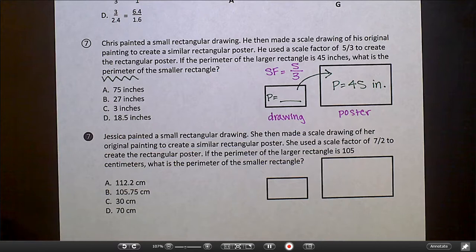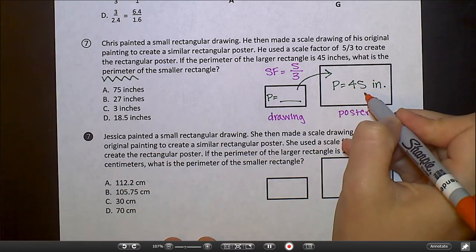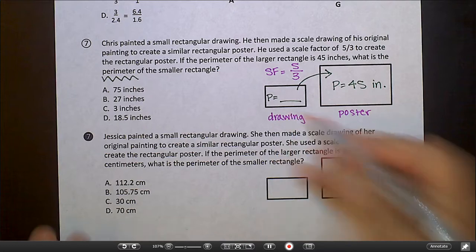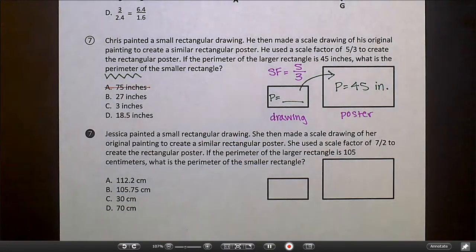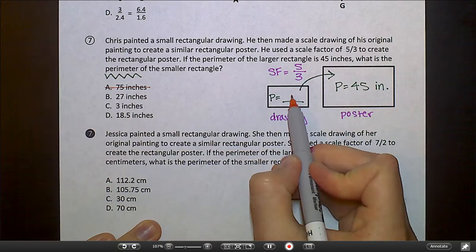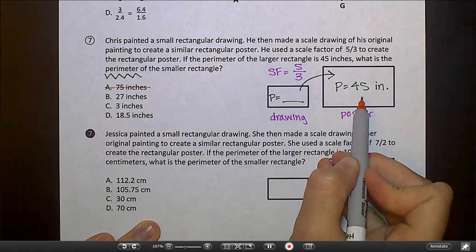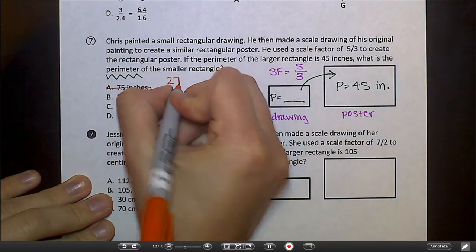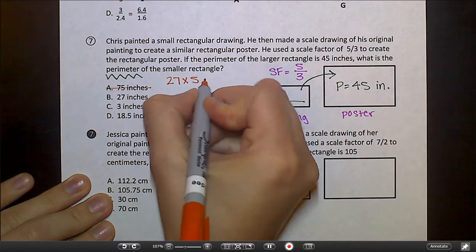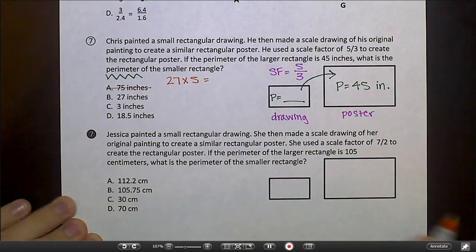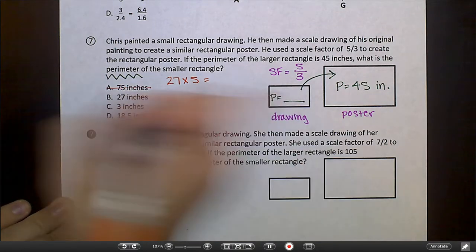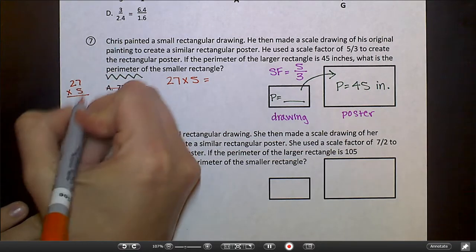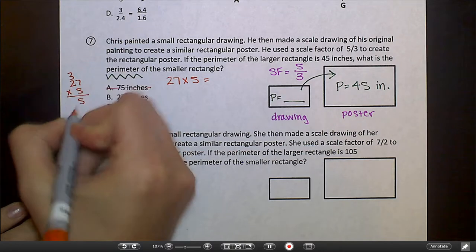Now, I can go ahead and get rid of some answers because the perimeter of the larger poster is 45 inches. So that means the drawing, the original small drawing, has to be smaller than that. So I can get rid of 75 inches, and that's the only one I can get rid of. So keep in mind that I'm multiplying a number times 5/3 to get 45. So let's test each one of these. Let's test 27 times 5. Well, 27 times 5 is, let's do 27 times 5. That's 35, and that's 13, 135.